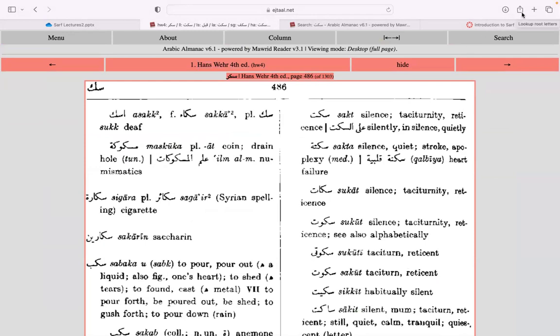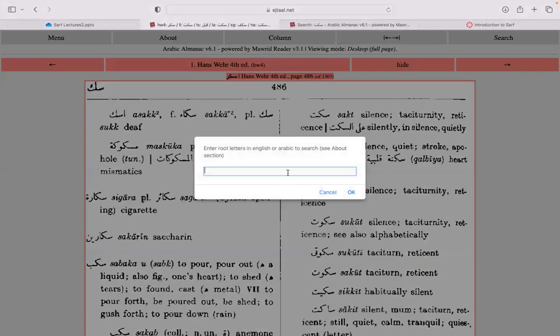So we'll use the search up here at the top. Okay, so why doesn't somebody give me a verb, some different verb? Anybody? A Thalathi Mujarrad verb. قرأ. Sorry, I can't hear you. But okay, fine. I'll pick one on my own, and I'm going to put it in.